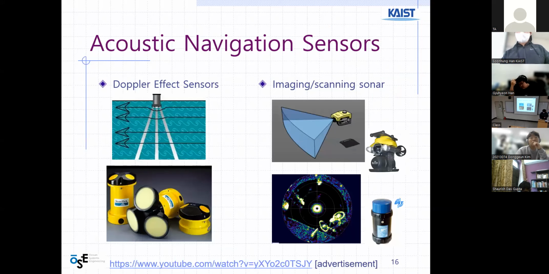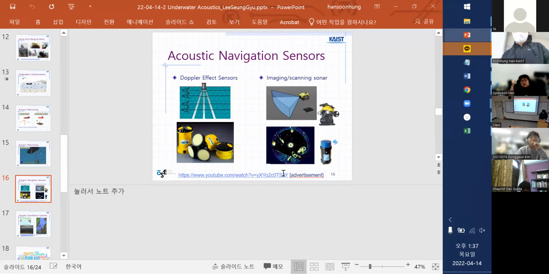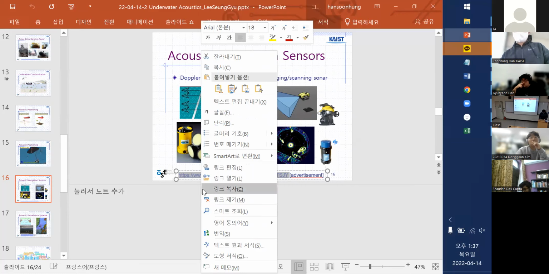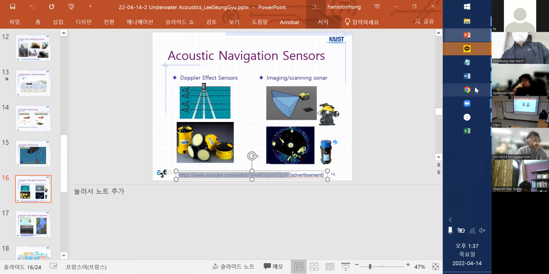And also, some technology. This technology is to transform sound to image.